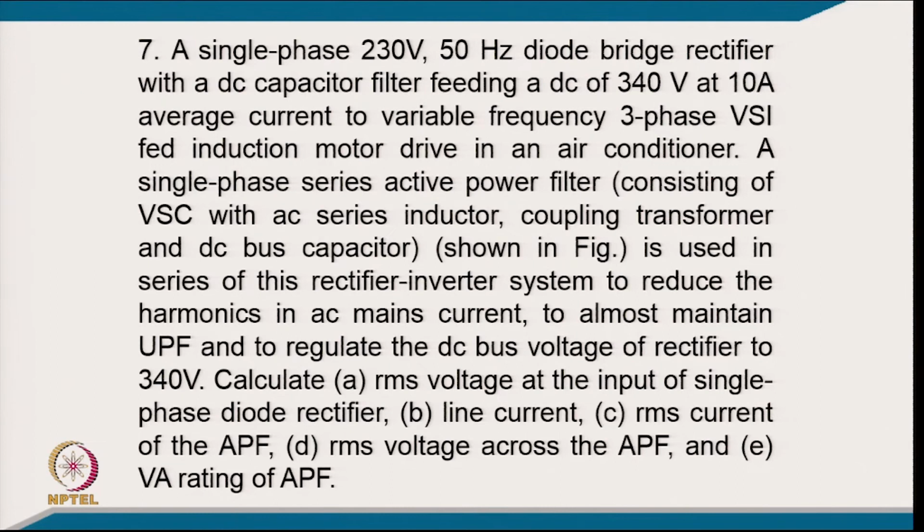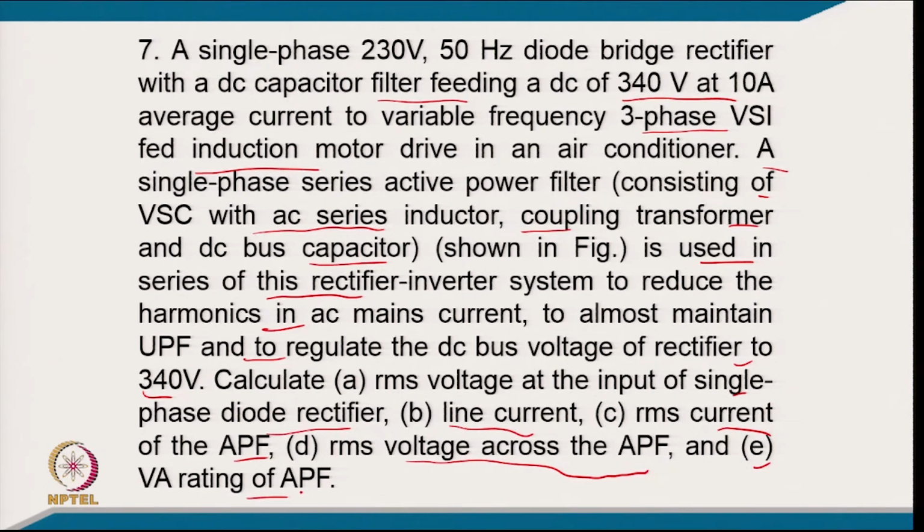Coming to numerical example 7: a single phase 230 volt 50 hertz diode bridge rectifier with a DC bus capacitive filter feeds a DC of 340 volt and 10 ampere average current to a variable frequency three phase voltage source fed induction motor drive in an air conditioner. A single phase series active filter, consisting of a voltage source converter with series inductor, coupling transformer and DC bus capacitor, is used in series with the rectifier inverter system to reduce the harmonics in the AC mains current, to almost maintain unity power factor, and to regulate the DC bus voltage of the rectifier to 340 volt. Calculate: A, the RMS voltage at the input of the single phase diode bridge rectifier; B, the line current; C, the RMS current of the series active filter; the RMS voltage across the series active filter; and the VA rating of the series active filter.